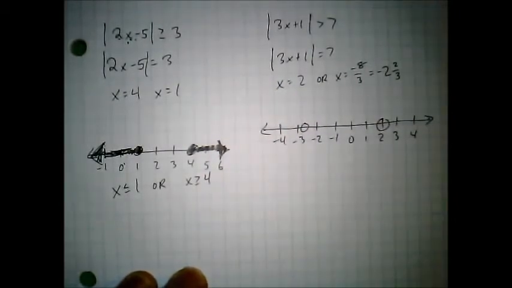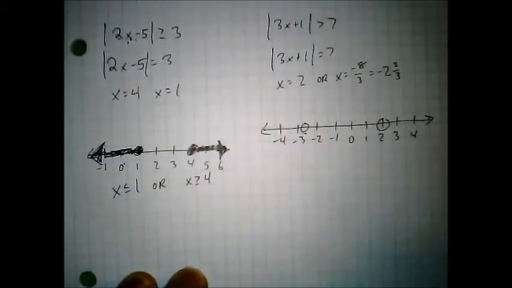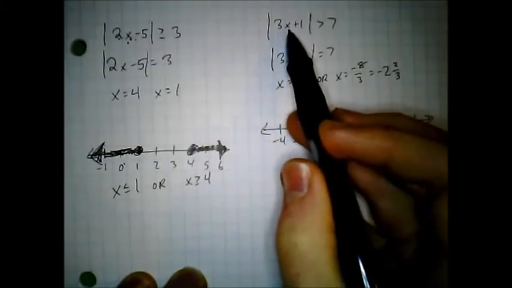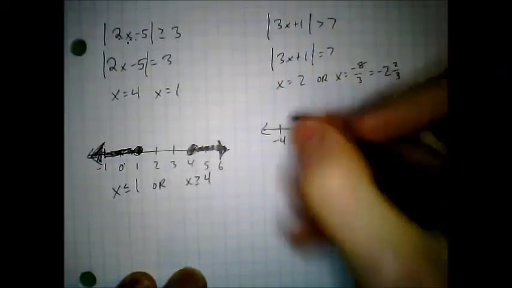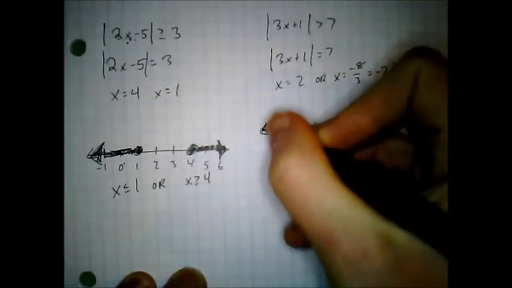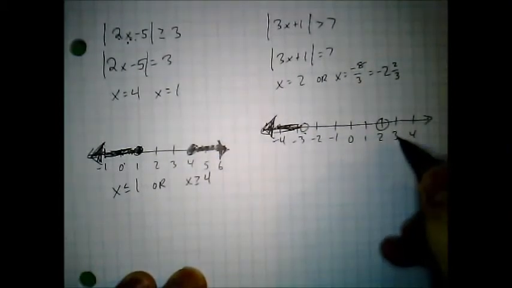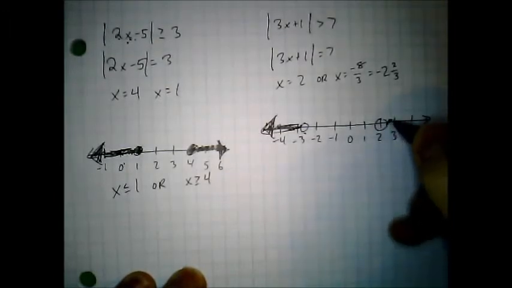And now, my educated guess this time, because it's greater than, I'm going to think it's going off to the sides. So I'm going to check negative 3. 3 times negative 3 is negative 9, plus 1 is negative 8. Absolute value is positive 8, which is greater than 7, so that needs to be in my solution region. 3 times 3 is 9, plus 1 is 10. The absolute value stays 10. That's greater than 7, so my 3 has to be in my solution region as well.